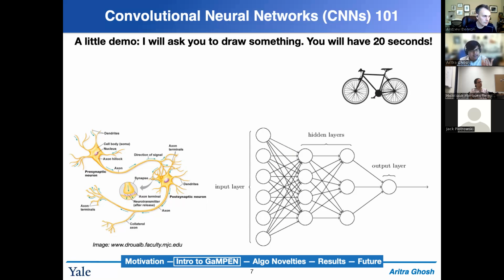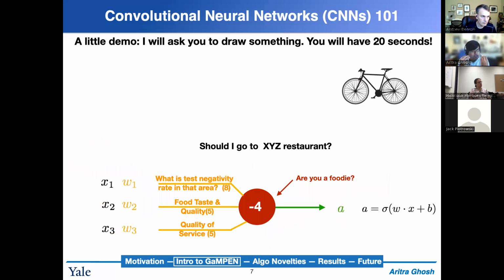To explain this point a little more, I like to think of artificial neurons as devices which can help you take decisions. For example, let's say you want to decide whether you want to go to a restaurant or not. There might be various factors involved in your decision, like how is the food quality? How is the quality of service? If you're worried about COVID, then what is the rate of test negativity in that area? Each of these inputs, which are determined by these X's over here, might have different weights. And then there's an inherent bias, that is, how inherently likely are you to go to a restaurant. That is what we call the bias.